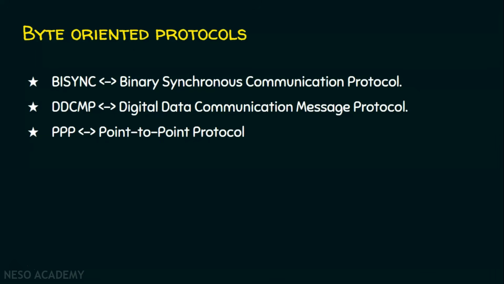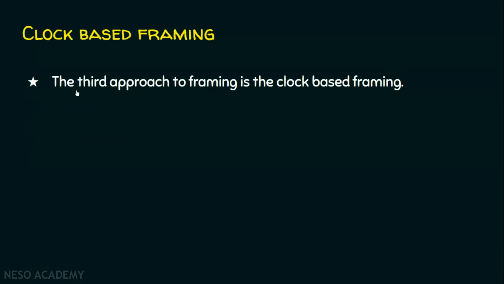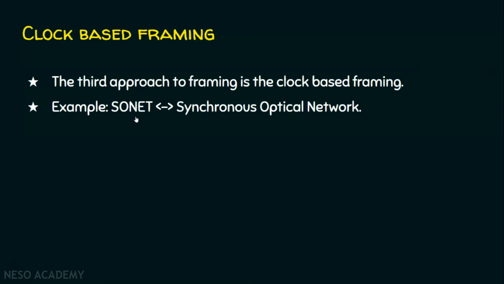So basically, various framing approaches include bit-oriented approach and byte-oriented approach. We have a third approach to framing, which is clock-based framing. We know that it is the third approach to framing. This is mainly for optical networks. An example protocol under clock-based framing is SONET. It is Synchronous Optical Network.